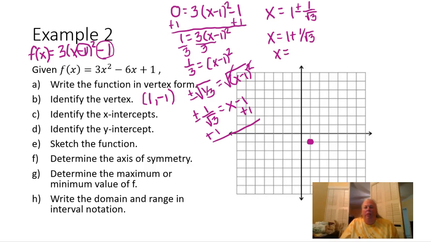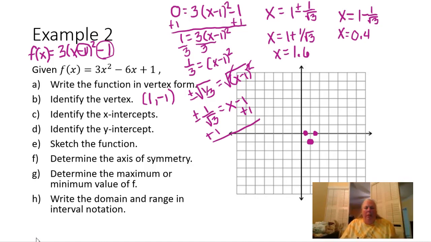If x is equal to 1 plus 1 over the square root of 3, then in the calculator, that's going to give me about 1.6 if I round it off to the 10th place. All right, if we do x is equal to 1 minus 1 over the square root of 3 in the calculator, that is going to give me about 0.4 if I round it to the 10th place. So 1.6 is going to be right here in between 1 and 2. 0.4 is going to be right here in between 0 and 1.